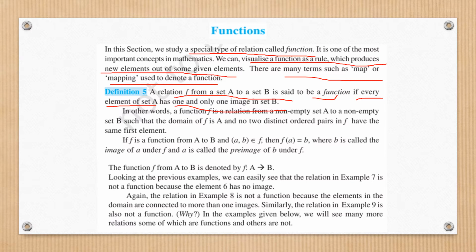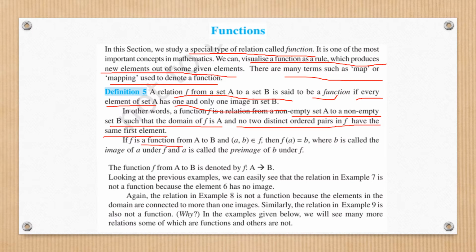So as we did in our part 1 video, we framed a relation with the names A Ali, B Bhanu, B Binoy. Two ordered pairs are giving the same first element. So that is a relation, but that will not be a function. That is not allowed here. So our function f is a relation from non-empty set A to non-empty set B such that the domain of f is the set A itself and no two distinct ordered pairs in f have the same first element.